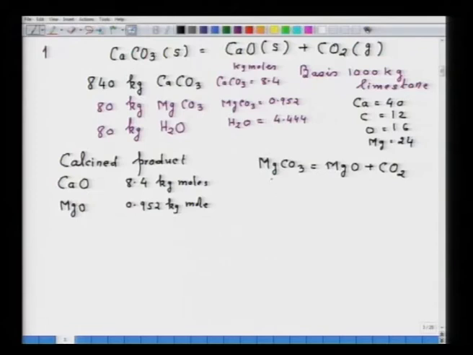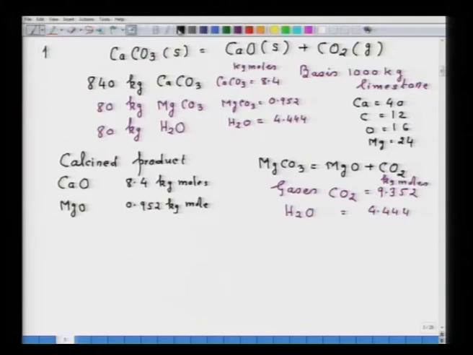Now, the gases that will form, because the gases will also form, right? So, we have to know the gases that will be forming: the CO2. CO2 is coming because of the decomposition, and the sources of CO2 are CaCO3 and MgCO3. So, we have to add both of them, and H2O. These are the two sources. H2O is coming from the limestone composition. So, gases CO2 will be equal to 9.352 kg moles, and H2O will be equal to 4.444, they are in kg moles.